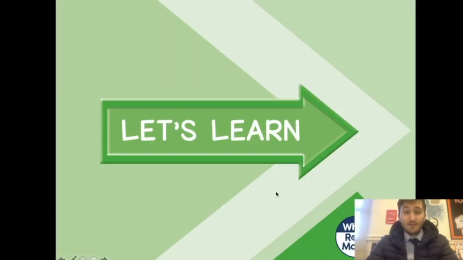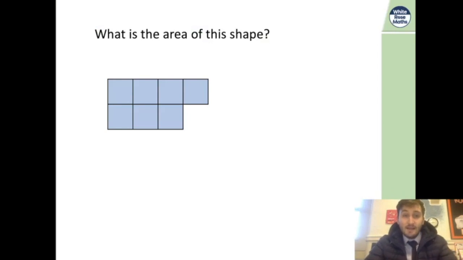So now let's get on to our lesson. What is the area of this shape? So this shape isn't exactly our normal shape that we look at. It's not quite a rectangle, but it is a rectilinear shape, we call it, because it's made out of squares. So you can see it's got our squared areas. So we've got 1, 2, 3, 4, 5, 6, 7. So my answer would be 7 squares.